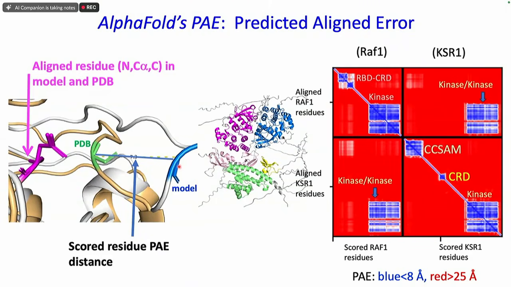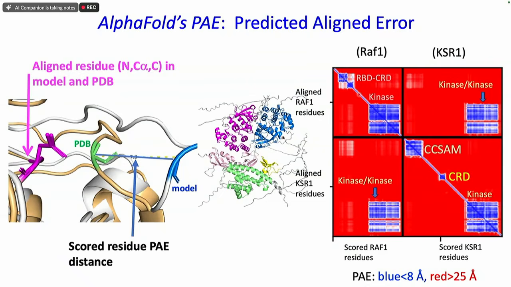If I'm aligning on this residue and I'm looking at the PDB structure, the residue is here, and in the model it's here. What's the distance between those? That's called the aligned error. And so the network has been trained to do that. So for every residue that it aligns on, we'll put that along the y-axis. I'm going to plot in different colors the predicted aligned error of all the other residues. So again, this is two chains. So this is RAF1 versus itself. Here's the kinase domain, this blue square.